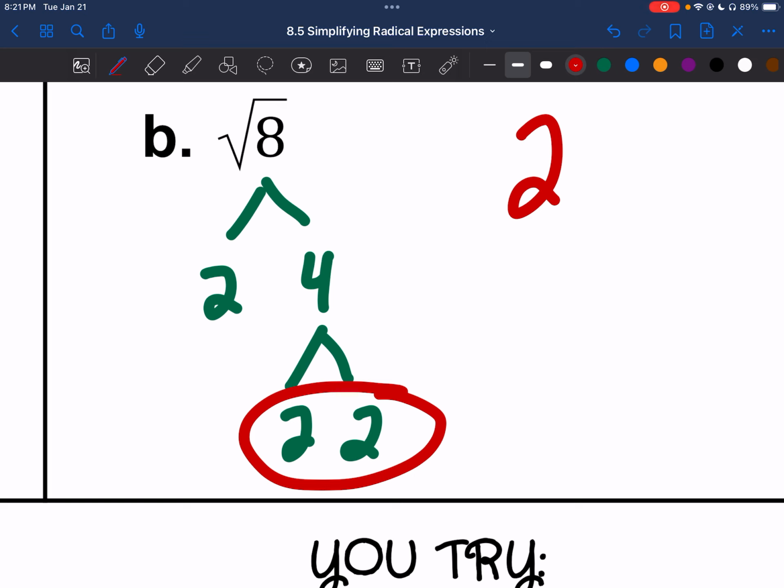And then what's left on the inside of the radical? A 2. Right? So that's the other piece that was still left inside it. It's 2 times 2 times 2. And so that's another way of thinking of this.